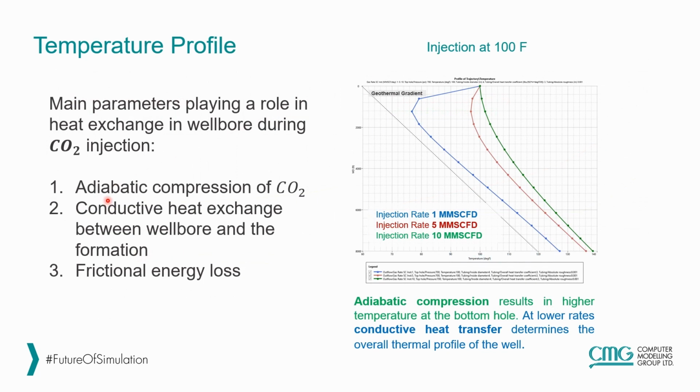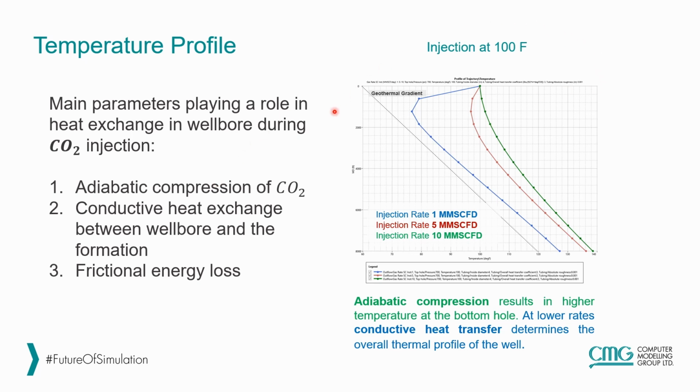Now let's look at the temperature profile of CO2. The main parameters determining the temperature profile of CO2 are adiabatic compression, the conductive heat exchange between wellbore and formation, and the heat transfer due to frictional energy loss. When we inject CO2 inside the wellbore, CO2 is being compressed, and this means increase in temperature. And the conductive heat exchange between wellbore and formation is being determined by the value of overall heat transfer coefficient.